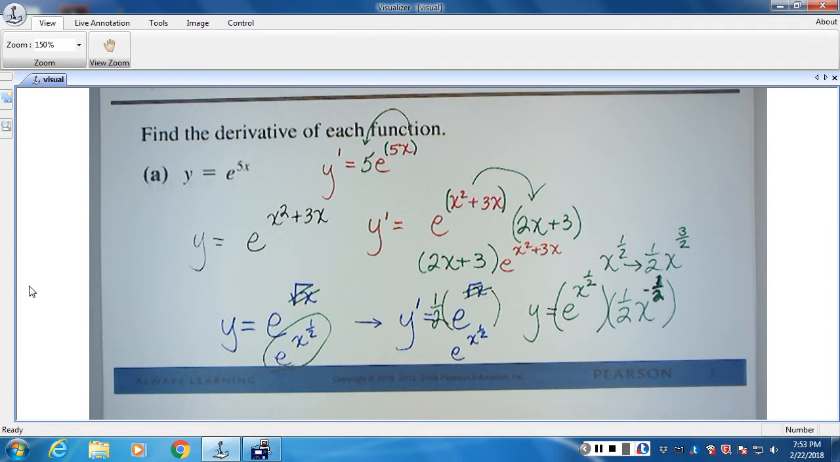Okay? Now, it doesn't look pretty, but it doesn't have to, because that's all we need to do. Don't do extra steps. You want to rearrange it, you can put the 1/2 x to the negative 1/2 power in front. You write those in either order you want to. I don't care which order you write them in. It's still right. Okay?